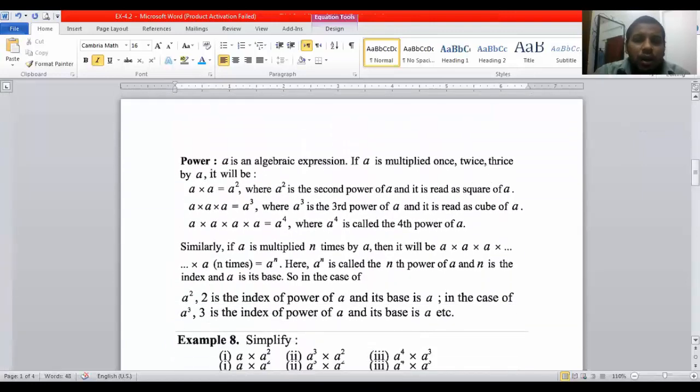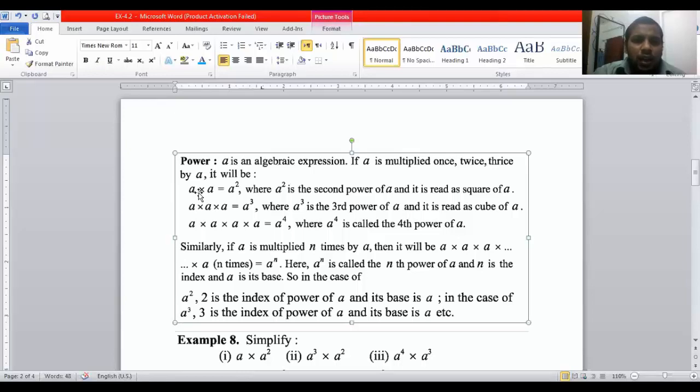Okay, now we learn about power. Actually, there is no distinction between power and index. Whatever is index, it is power. Okay, A is an algebraic expression. If A is multiplied once, twice, and thrice by A, it will be, okay, A and A, that means it is multiplied twice, it becomes A square.